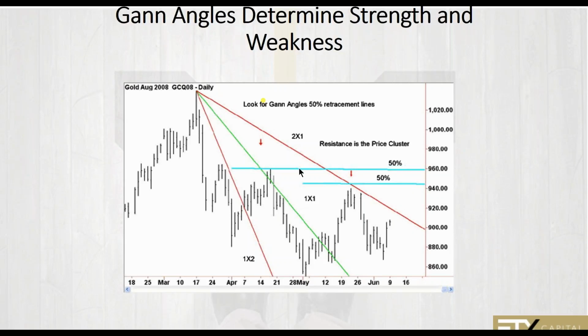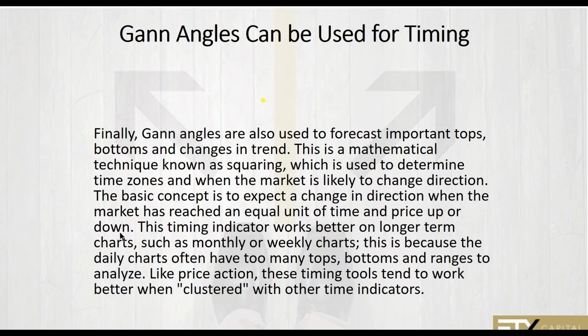So as we can see, here we have our Gann Fan on the charts, and we have our 50% retracement levels drawn on there, and you can see how the price reacted at the 50% retracement level. Okay. So they work very well in this combination. Finally, Gann angles can also be used to forecast important tops or bottoms of changes in trend.